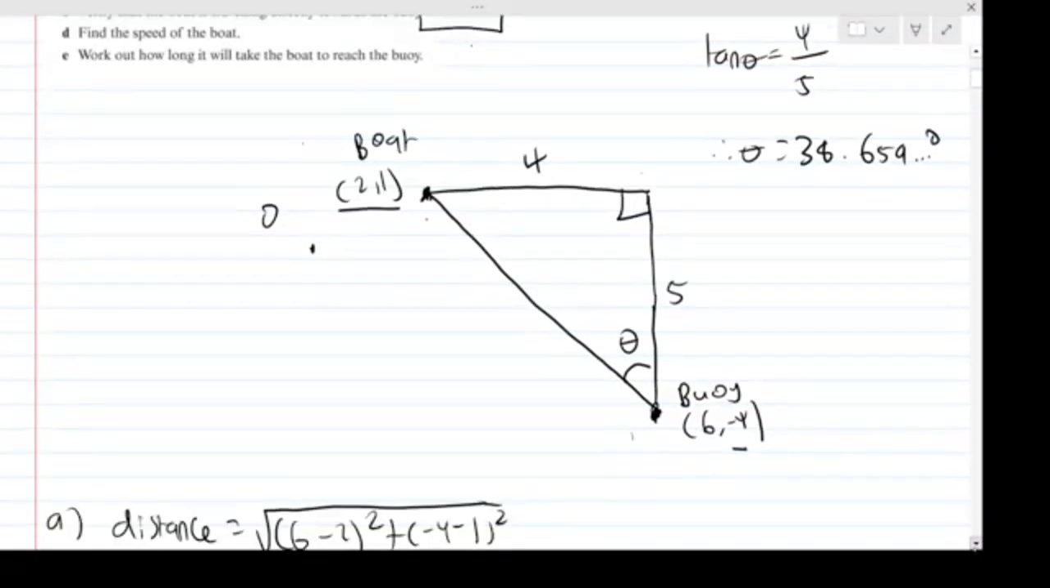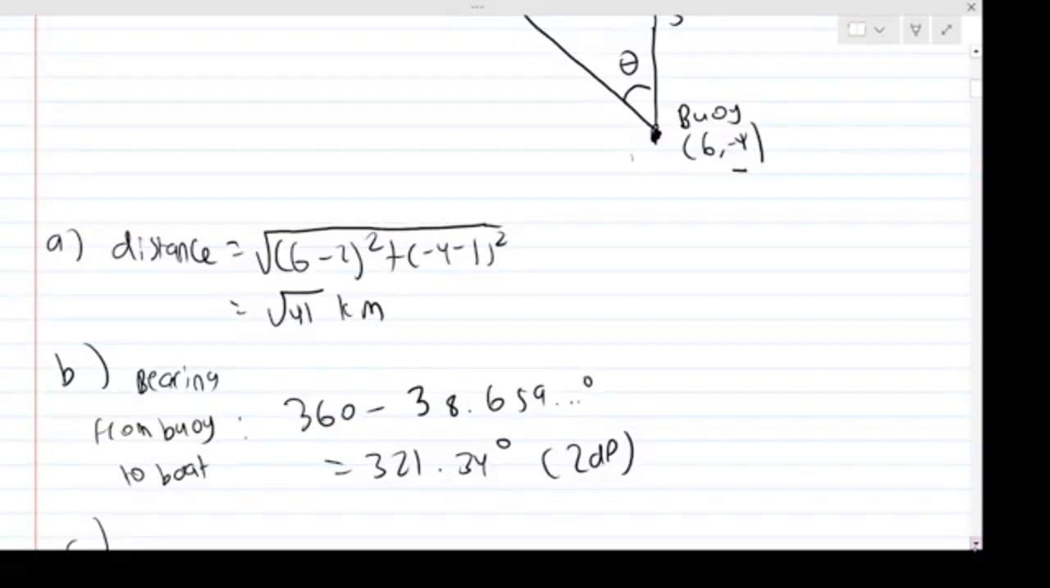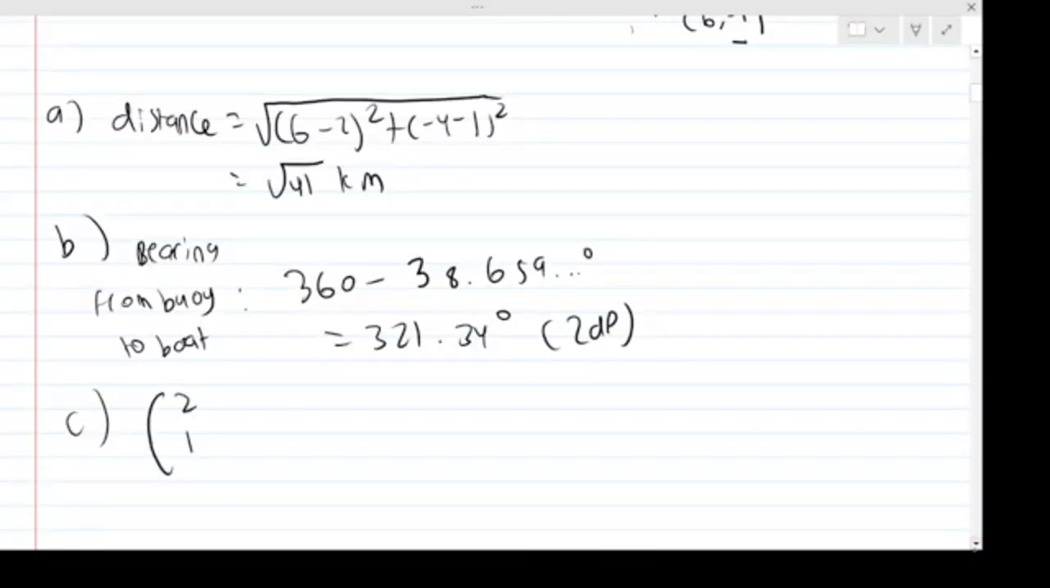So I can write this down. If I express it as an equation, I start at the point (2, 1), okay?